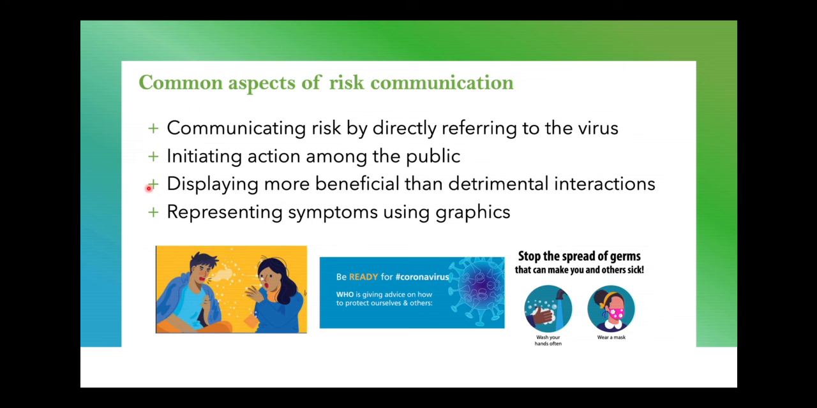The third common aspect was that of showing more beneficial than detrimental interaction. So beneficial and detrimental interaction were codes in my study that referred to visuals that showed either a positive or a negative interaction between humans or between humans and objects. An example of beneficial interaction is shown right here, washing your hands and wearing a mask. And that of detrimental interaction is shown right here, like sneezing without covering your face, covering your mouth. There's a reason for showing both of these interactions, because beneficial interactions tell us what should be done and detrimental interactions tell us what should be avoided.